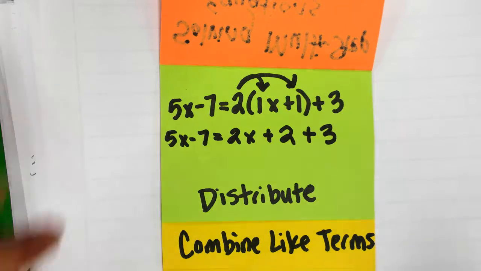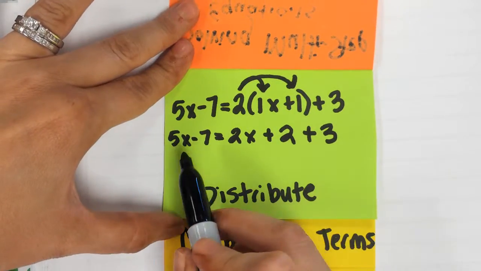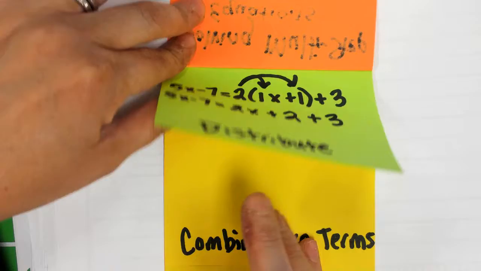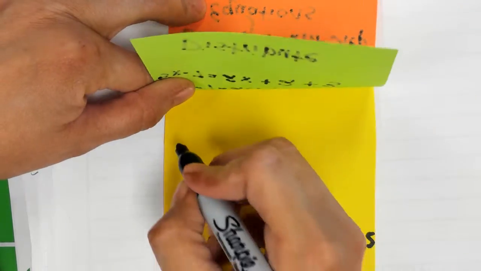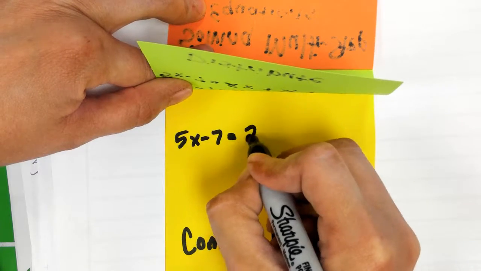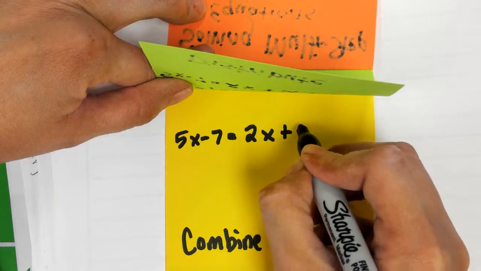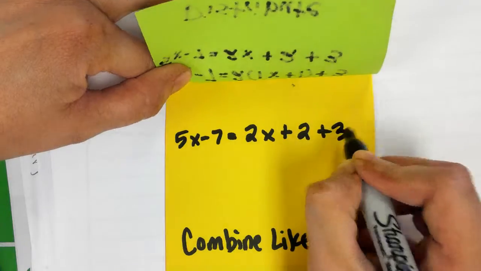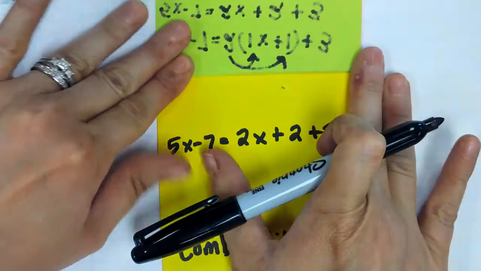So what we're going to do now is copy the last step of this problem on the next page. So the last step was 5x minus 7 is equal to 2x plus 2 plus 3. That was the last step we did.